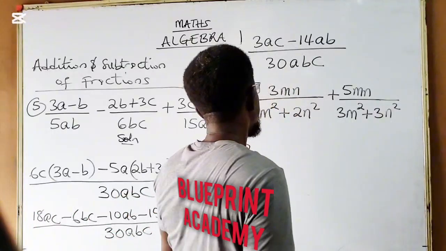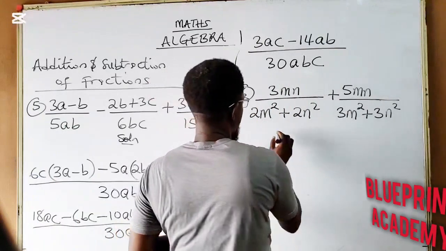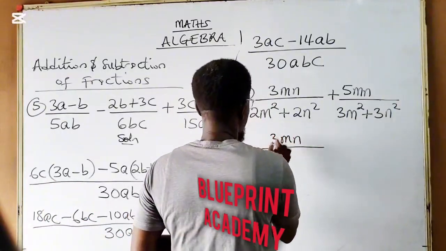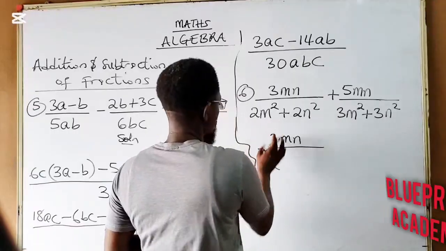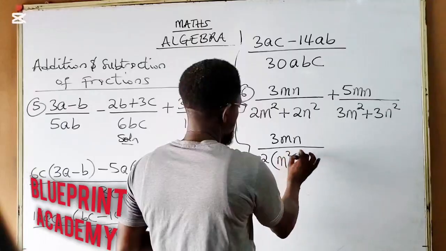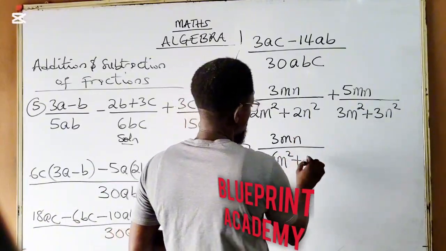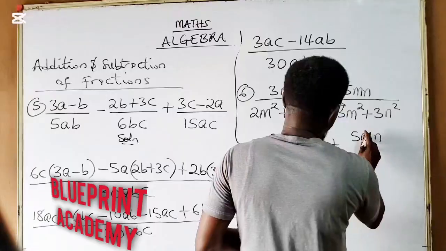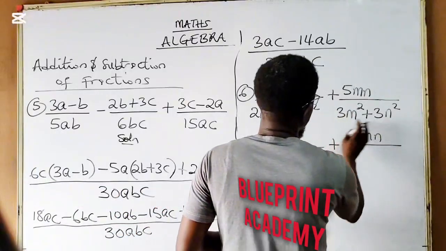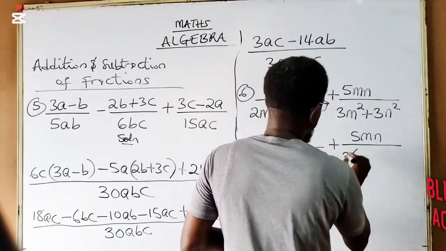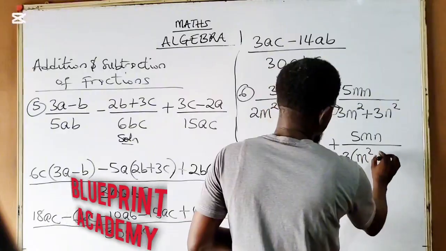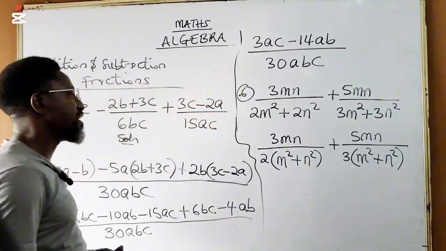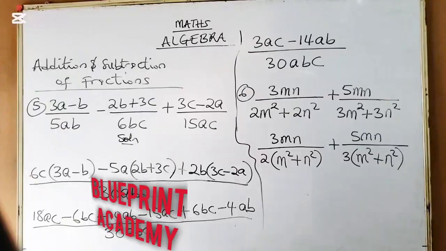So what I'll do at this point is, let's factorize first. We have 3mn. The common factor here is 2. If I bring out 2 as a common factor, 2m squared divided by 2 will give us m squared. Then 2n squared divided by 2 will give n squared. Then plus, we have 5mn, all over. The common factor is 3. I bring out 3 as a common factor. I have m squared plus n squared. So you see, now looking at that, we can get the LCM right away from there.